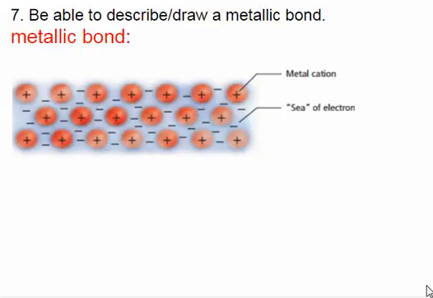Objective 7, be able to describe or draw a metallic bond. So there's a picture of it taken from your book, and they describe it as the metal cation, that's the red positive things, and the sea of electrons around it.